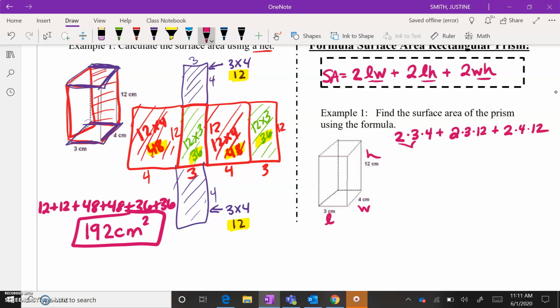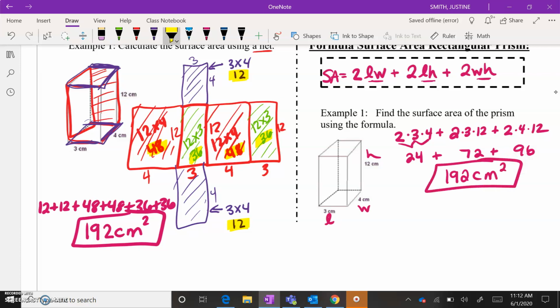And I'm going to go through 2 times 3 is 6, 6 times 4 is 24. Okay, plus 2 times 3 is 6, and then 12 times 6 gives me 72. And 2 times 4 is 8. 8 times 12 gives me 96. So I'm going to add all those up, and I still get the 192 centimeters squared. Okay, so same answer here, but I think, again, a lot less work for you if you use the formula.